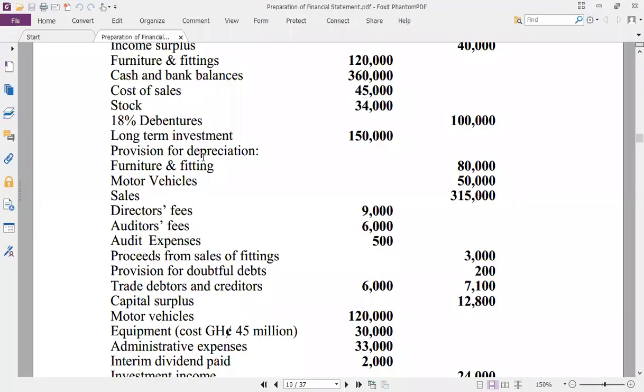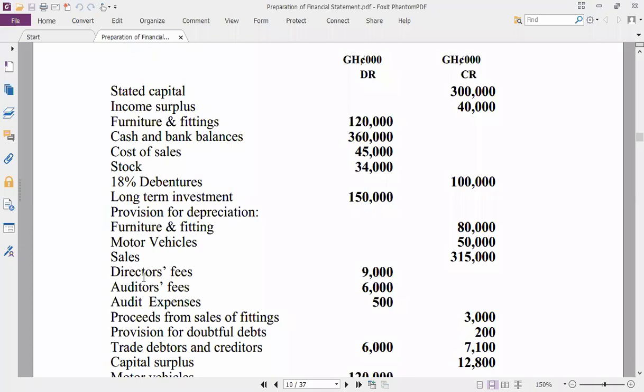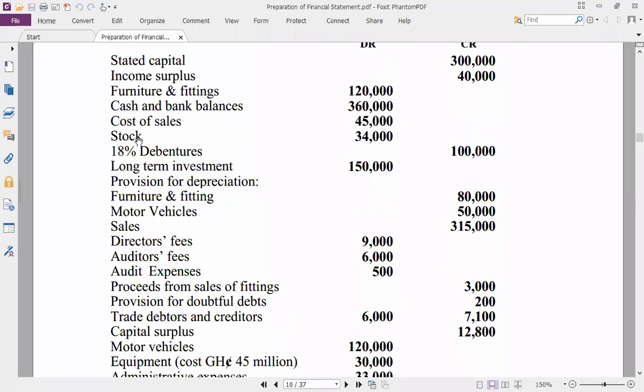Okay, so right from here, we move on to what? Cost of sales. So that examiner, less cost of sales. So cost of sales, we are limiting ourselves to only the items in the trial balance. So take note, only the items in the trial balance. So cost of sales in here, cost of sales, it's somewhere here, 45,000. Cost of sales 45,000. Good. Let's go and put it down.